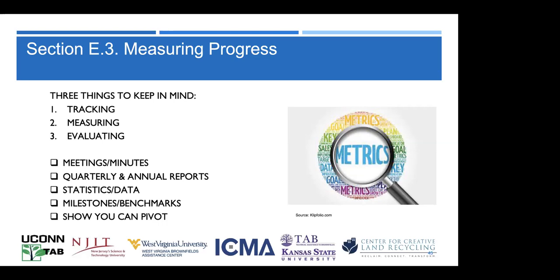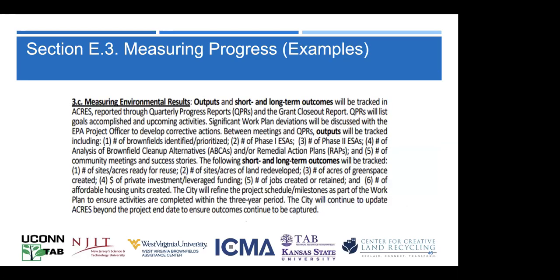Next slide. So here is an example of a winning grant again that showed how they were going to measure the environmental results, right? So here they talk about outputs and short and long-term outcomes, okay? So outputs, be very careful that you understand the difference between outputs and outcomes. And outcomes are measured in the EPA database in acres, and that's very important to EPA.